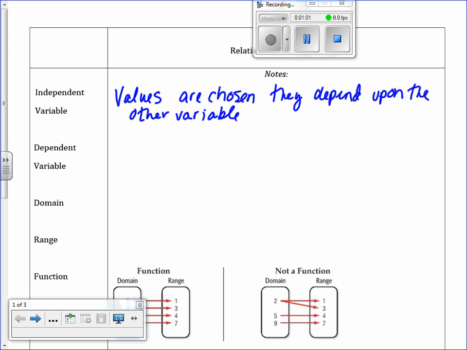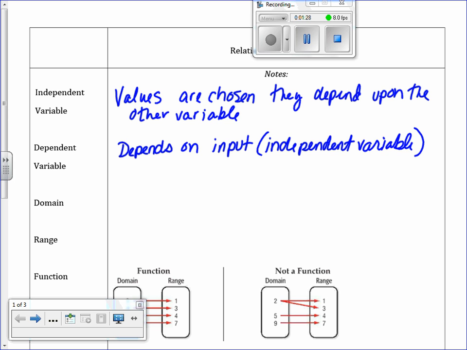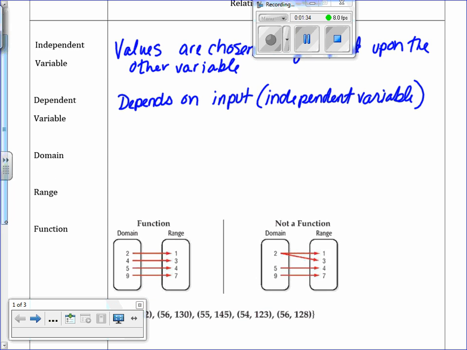So the dependent variable depends on the independent variable, or it depends upon the input. Our input is our independent variable. It can't be determined unless we know something. So our domain are our x values, and our range, kind of writing it up here, are our y values.